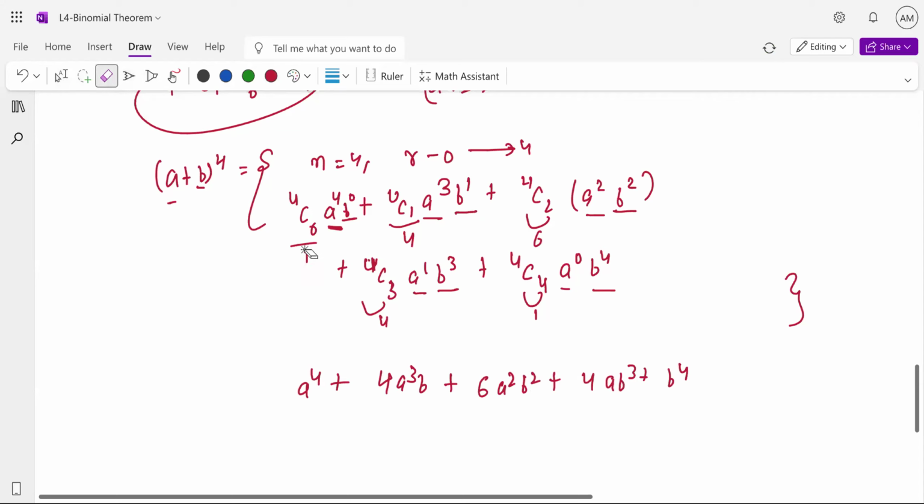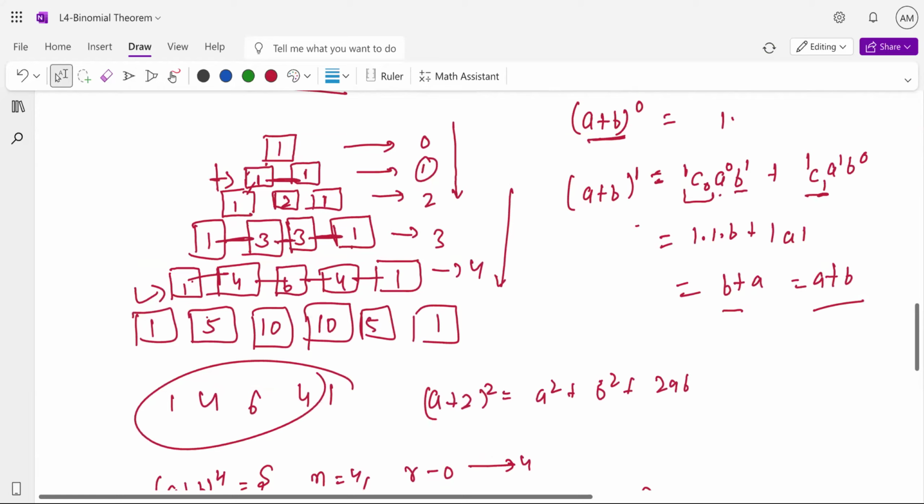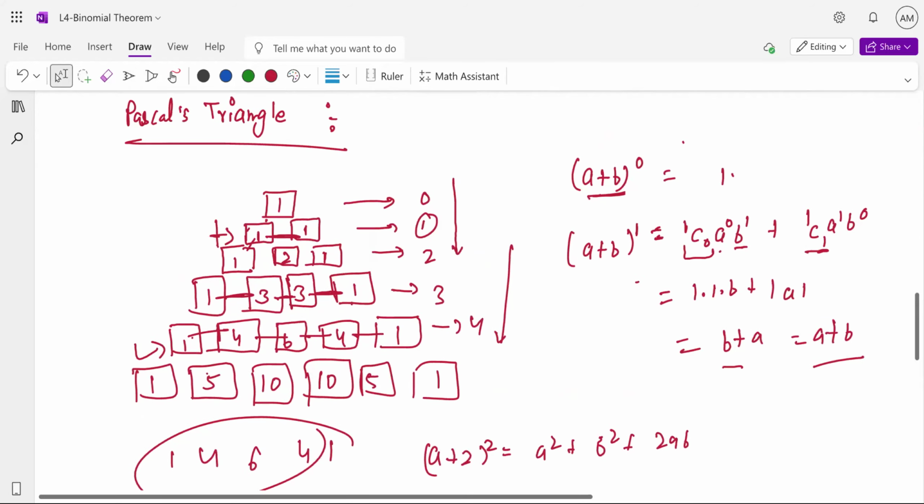Any doubt in this case? Yes, sir. If you notice one thing, whatever term you see, the summation of the powers of both results in the maximum value n. You can see here it is 4, here it is 3 plus 1, which is 4, here 2 plus 2, here 1 plus 3, here again 4 plus 0. So I think now you understand how to solve this using Pascal's triangle.